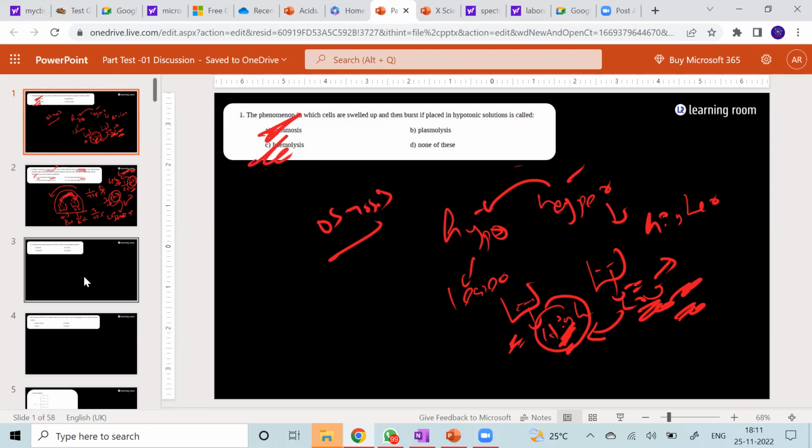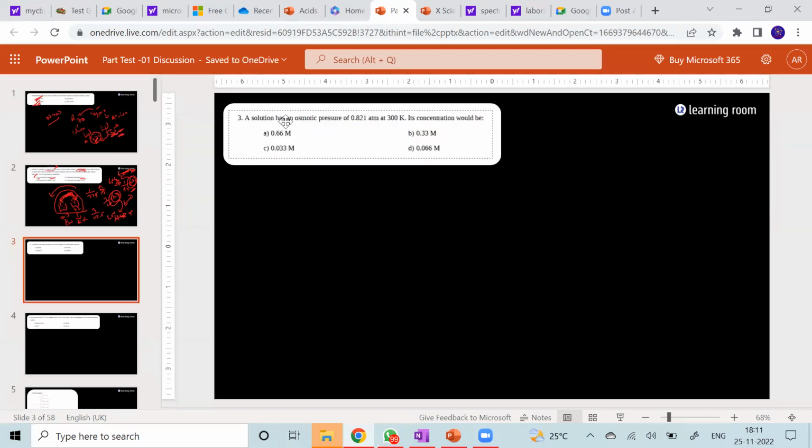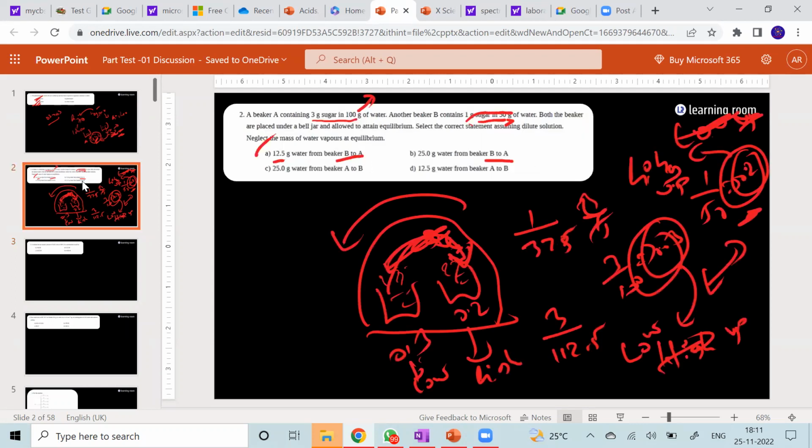Right. Moving on. A solution has an osmotic pressure of 0.02 atm. Sir, can you show the previous question? Here you're saying that the lower the concentration of solute, the higher the vapor pressure. Yes. Okay, sir.